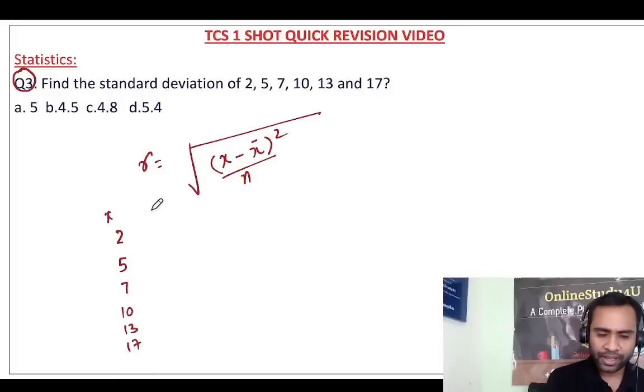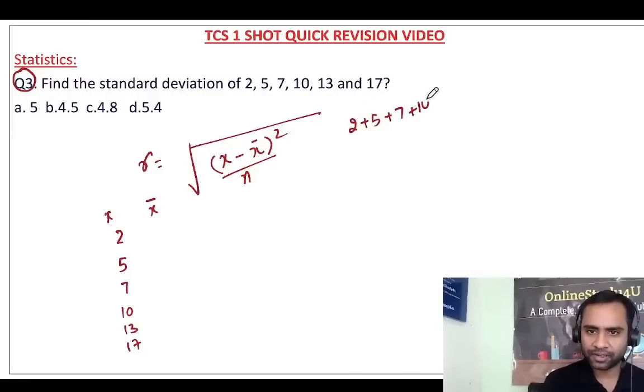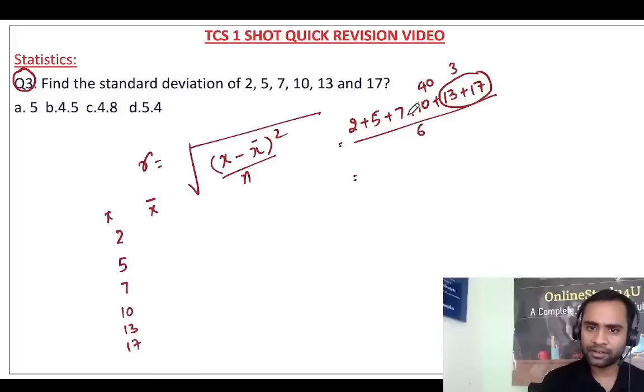Okay, now x bar is nothing but the mean. So 2 plus 5 plus 7 plus 10 plus 13 plus 17, divided by 6. Here the sum will be 54, so 54 divided by 6 will be 9. So x bar is nothing but 9.